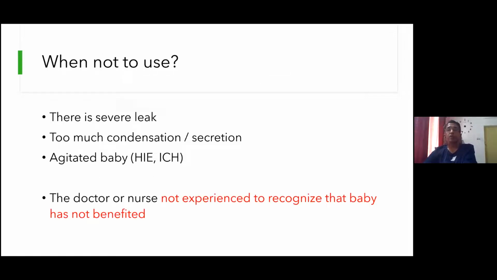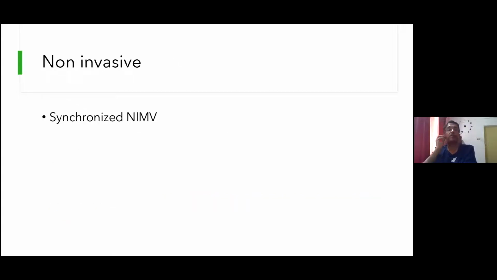So when should I not use this advanced mode, which can sense the beginning of a breath, the ending of a breath, and give a tidal volume? If there is a significant leak, if I put a small tube, if there is too much condensation or secretion, or if there is a baby who is agitated because of HIE or intracranial bleed, who is moving too much, a seizure-like jittery baby, they can cause difficulty. Or if the doctor or nurse standing by the baby is not experienced enough to recognize that the baby has not benefited and is getting harmed by choosing this advanced mode of ventilation.